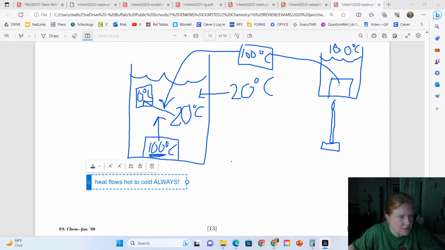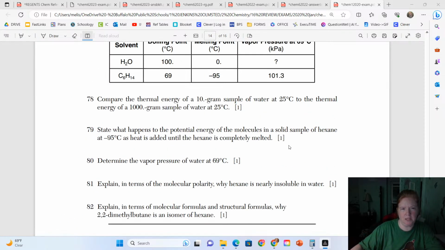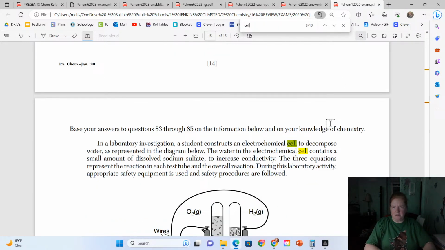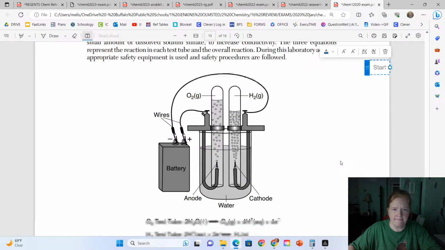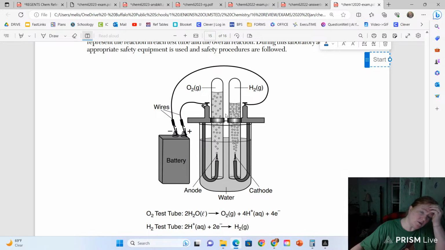Write an equation. Oh, I was going to do the redox stuff. All right, so let me do redox. Let me see if this one has an electrochem question. Oh, here we go. This one has one. And this is still January 2020. So let's look right here.